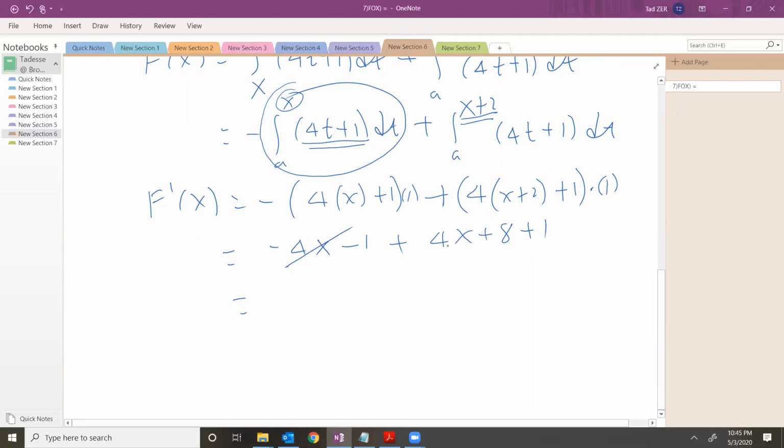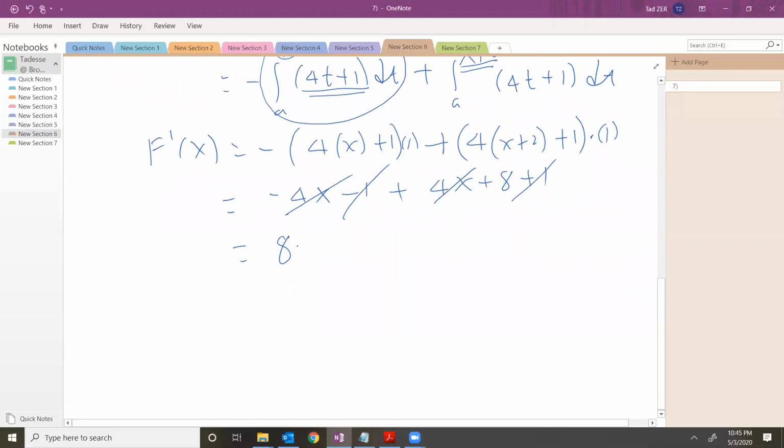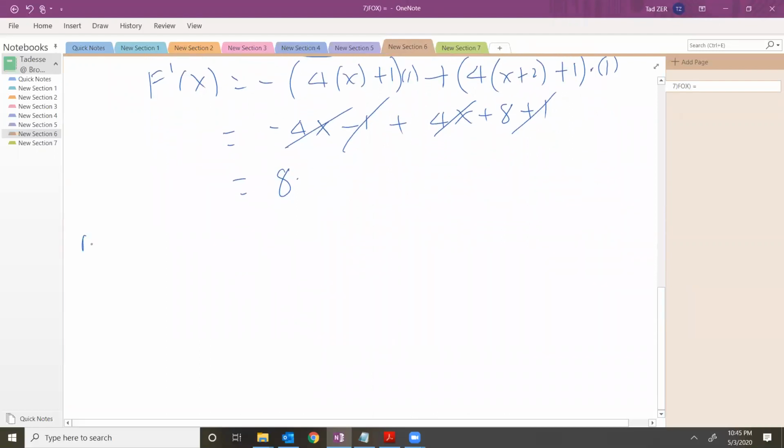So now the 4x cancels out. The minus 1 cancels out. So the answer is 8. That is one method if you are directly applying the second fundamental theorem of calculus. So the second method is, without using the second fundamental theorem of calculus, you can use the fundamental theorem of calculus to find the antiderivative.